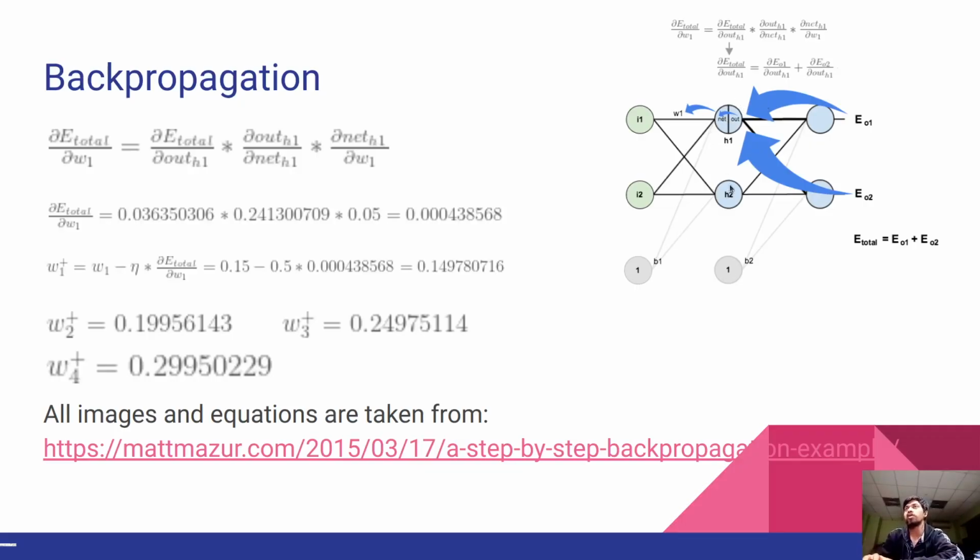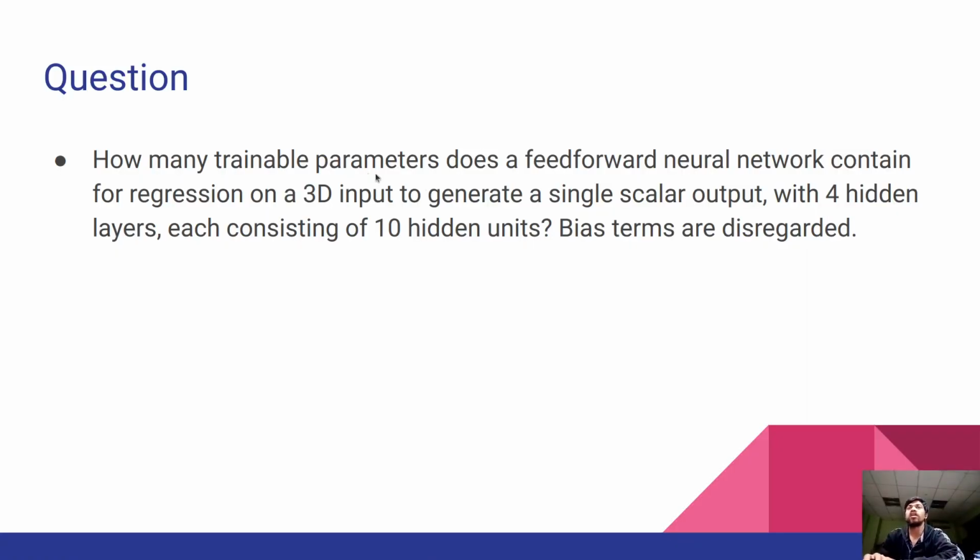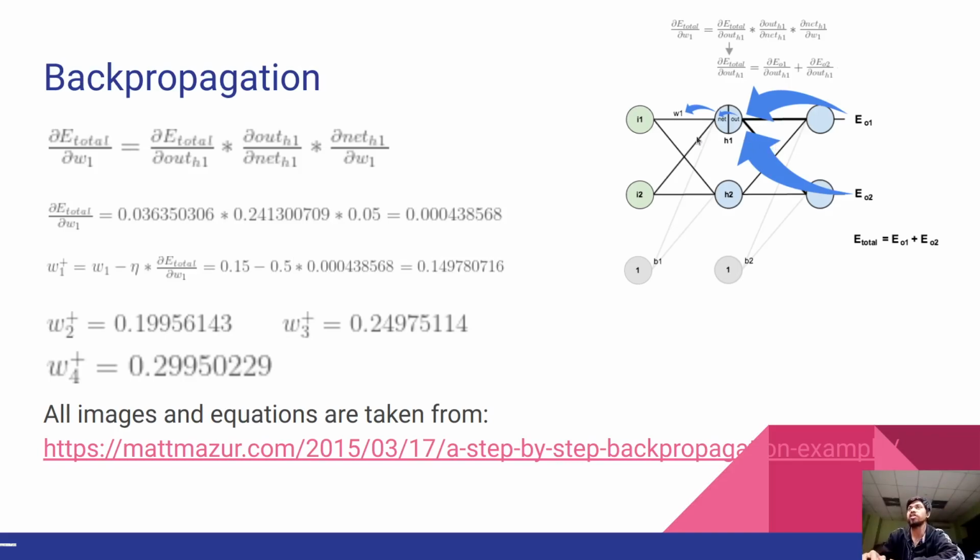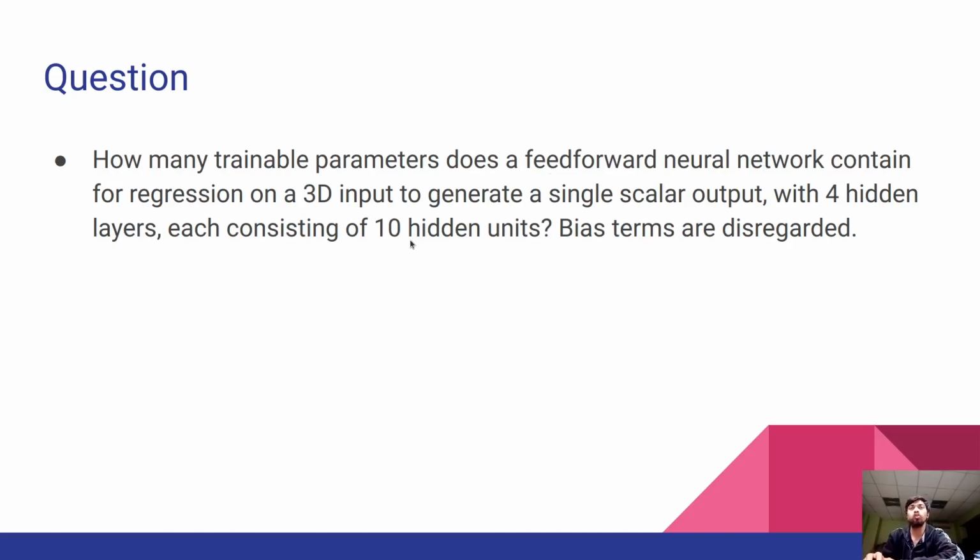In this case the number of nodes is 1, 2, 3, 4. But in your question we have a 3D input, and instead of 1 hidden layer we have 4 hidden layers, and instead of only 2 nodes in each of them we have 10 nodes, and in the output we have only one output. So what is the total number of parameters that we can update in this model? I will give you some time to calculate, then I will solve the question.